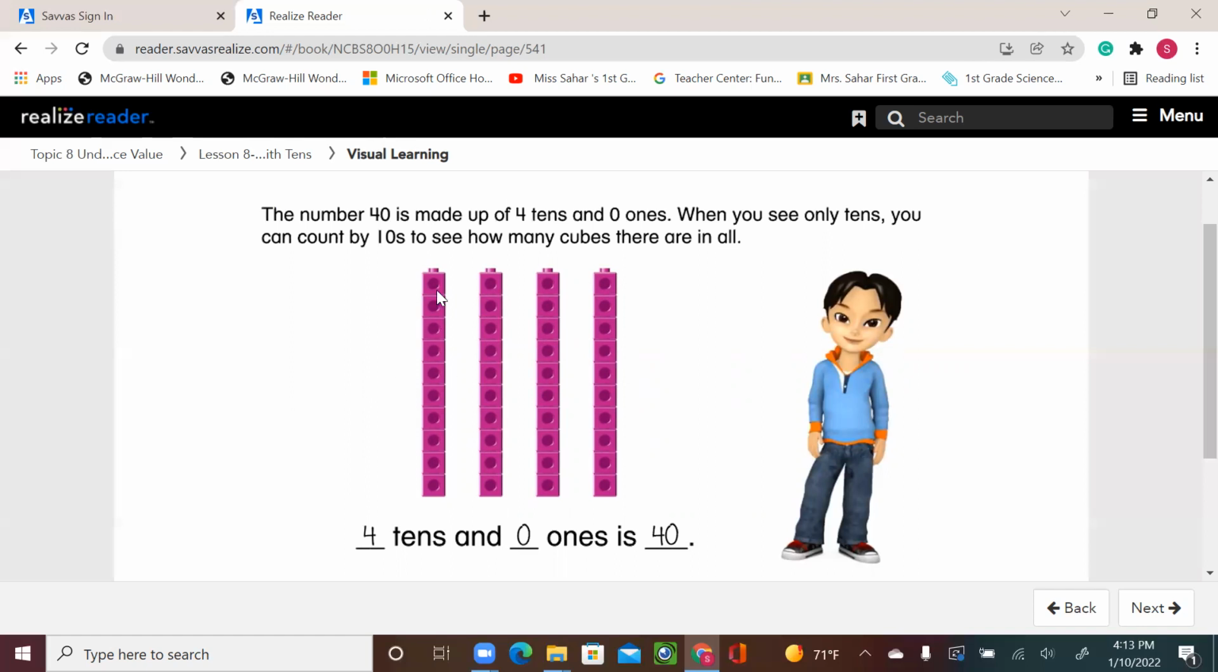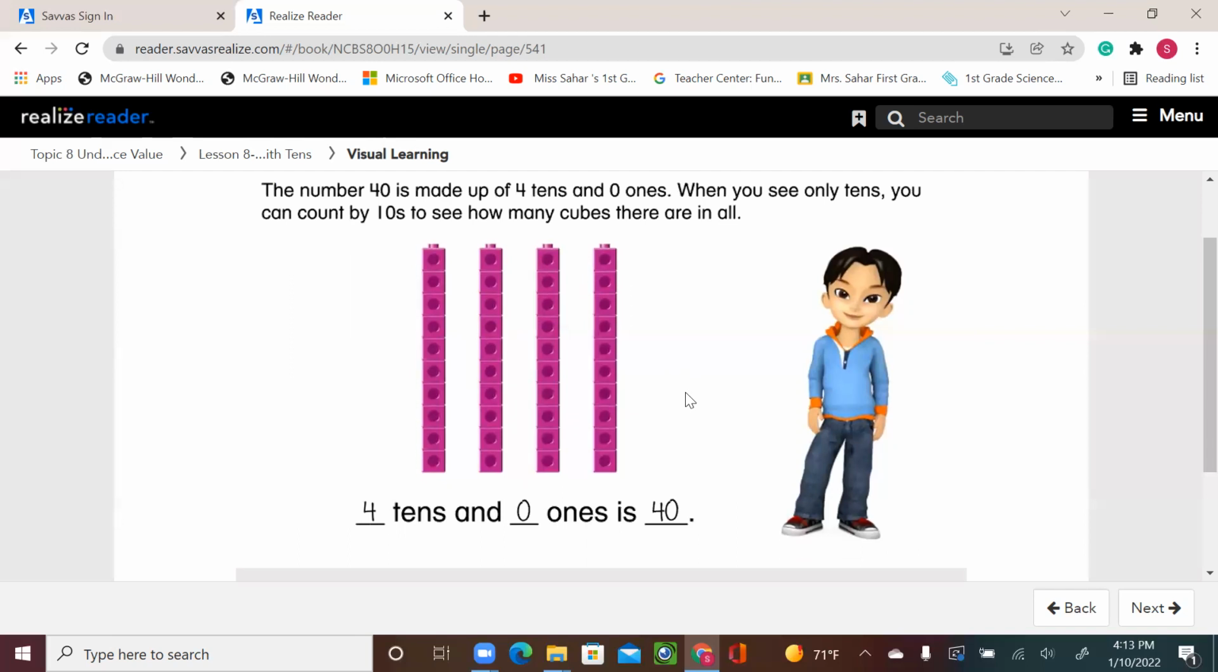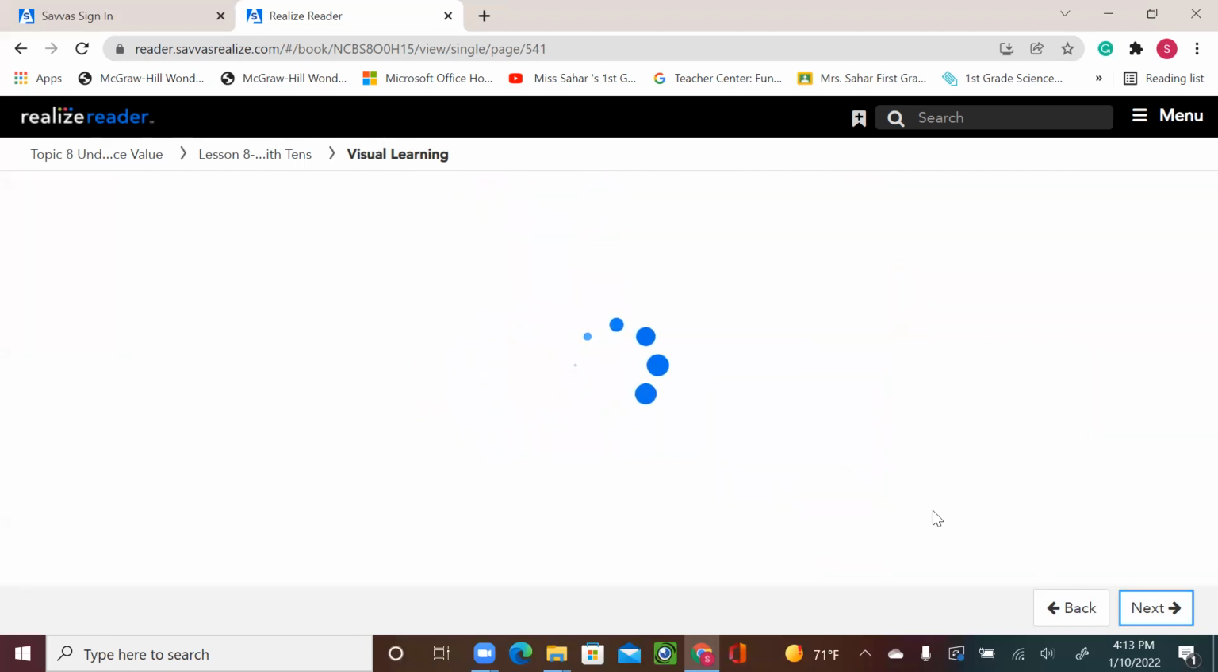All right, so as we know, I have now one 10, that's 10, another 10, 20, another 10, 30, and another 10, 40. So four groups of tens means 40, and I don't have any leftovers, so it's only groups of tens. If I have the 10 frames, that means I'm using 4 10 frames. All right, let's see what we have next.